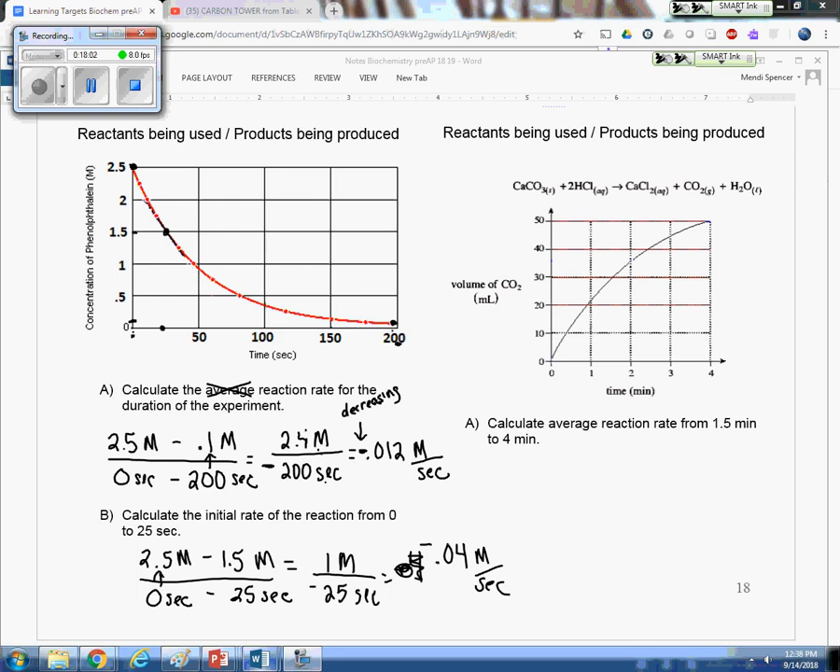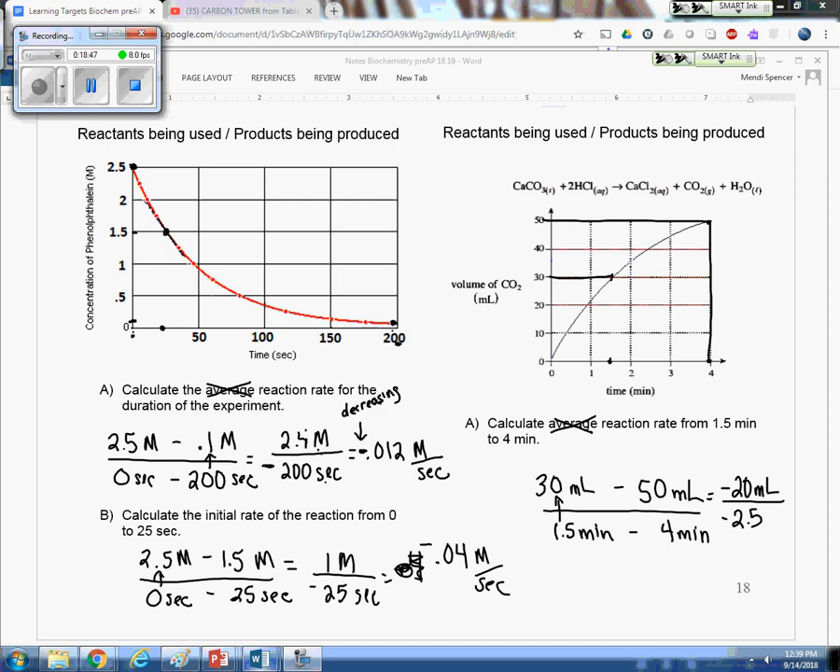Calculate the average reaction rate from 1.5 minutes to 4. Again, who cares that I'm saying average there? Just ignore it. And let's deal with time on the bottom. 1.5 minutes to 4 minutes. Put the subtraction sign. At 1.5 minutes, let's go read it. We're at 30 milliliters. And then at 4 minutes, we were at 50 milliliters of CO2. Do your math there. We have negative 20 milliliters divided by negative 2.5.